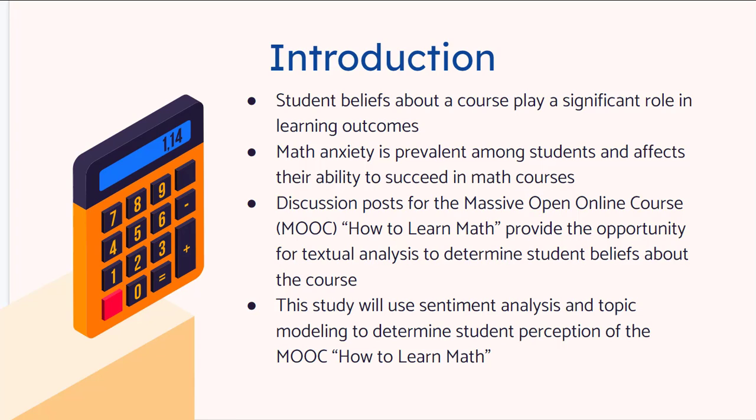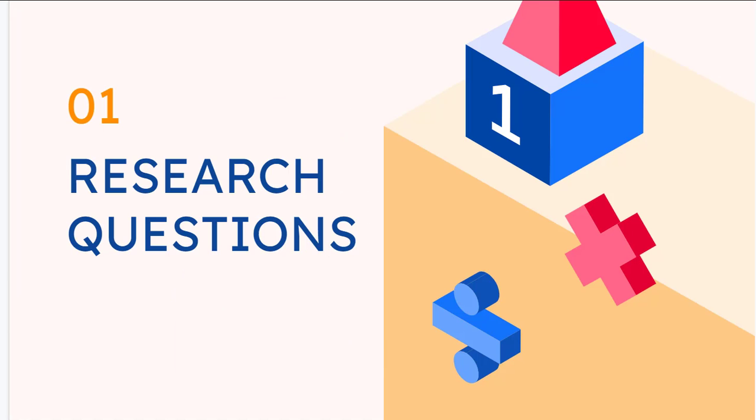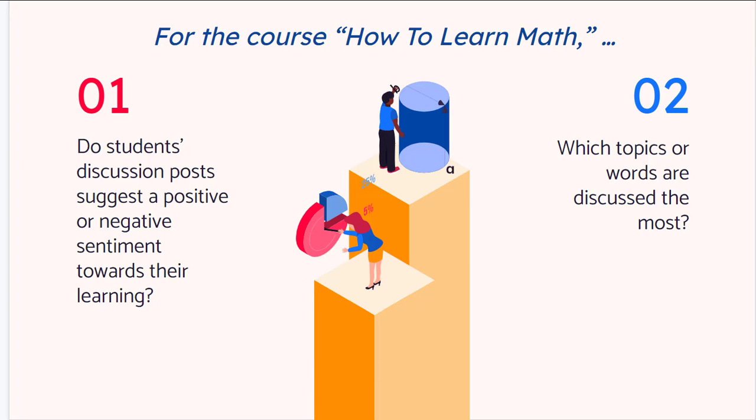This study will utilize sentiment analysis and topic modeling of students' discussion posts in order to evaluate student perceptions of an open enrollment, massive open online course titled How to Learn Math by answering the following two research questions. First, do students' discussion posts suggest a positive or negative sentiment towards their learning? The second, which topics or words were discussed the most? With the first, our methodology will be sentiment analysis, and with the second, we will apply topic modeling to identify these topics or words.